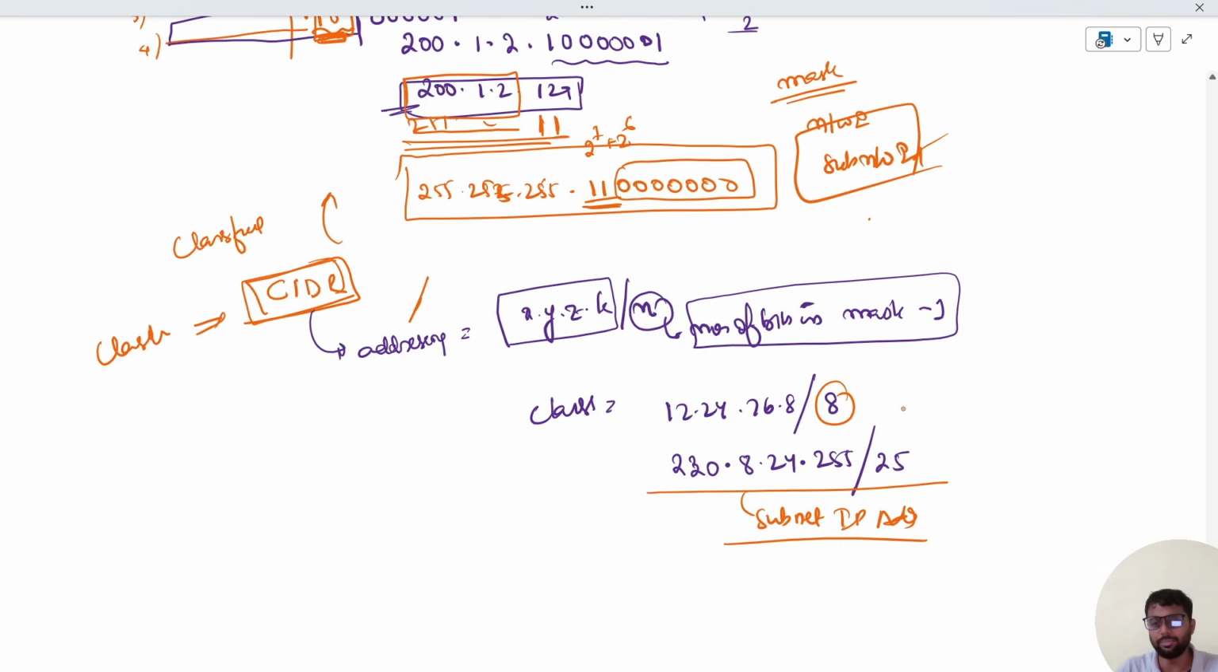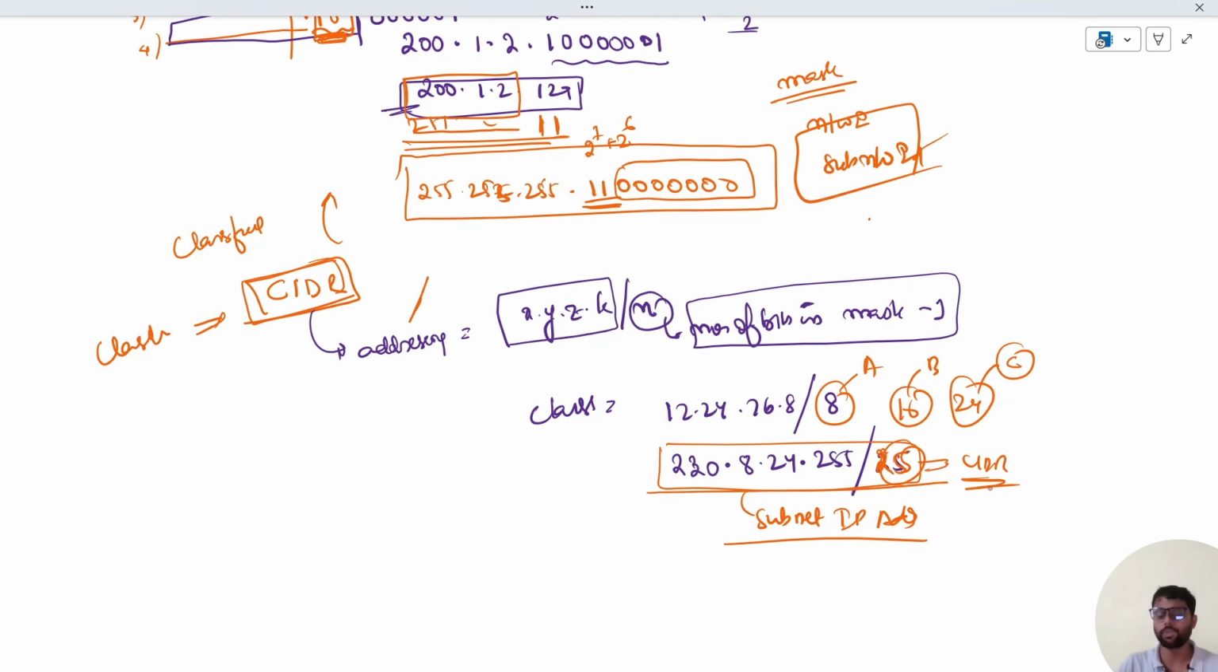Why subnet? See, 8-bit, 16-bit, and 24-bit, where 8-bit mask is of class A, 16-bit mask is of class B, and 24-bit mask is of class C. Apart from that, if we have 25, that means we are using 1 bit extra to divide the network into 2 parts. One will be given 0, another would be given 1. So this is the subnetting, and the number of bits used for the mask is 25. So this is how CIDR notation works.